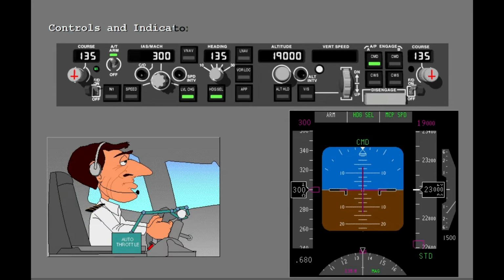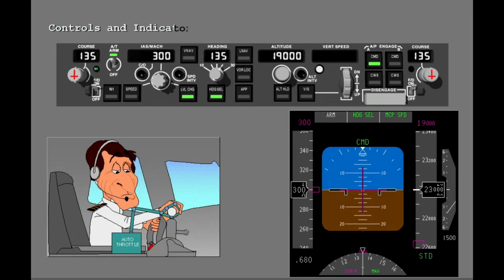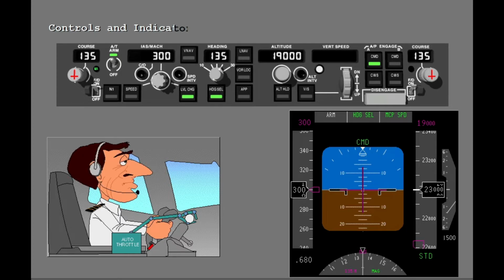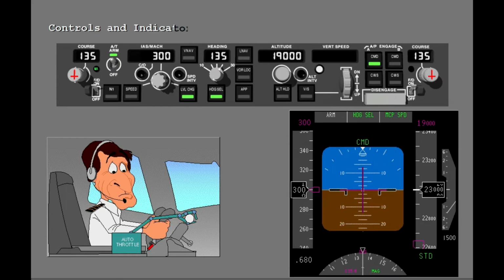If you manually move the thrust levers when the auto-throttle mode is N1 or retard, the auto-throttle returns to the target thrust when you release the levers. You can find yourself in a fight with the auto-throttle.